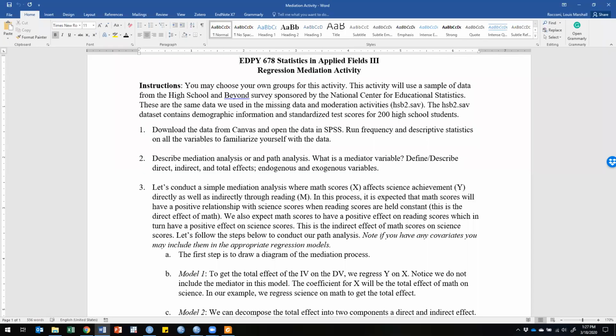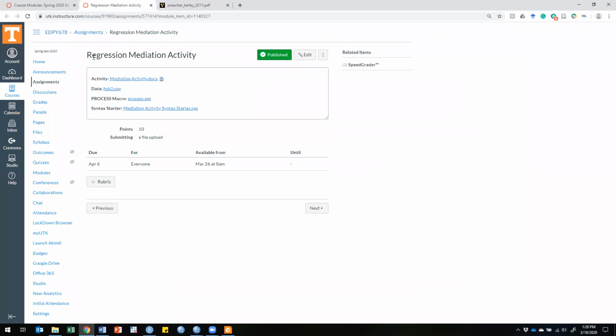So in this video, I'm going to walk through part of our regression mediation activity with you. In this activity, we're going to use the same data set that we were using in the moderation activity and in the missing data activity. These are the data from the High School and Beyond survey. There's this hsv2.sav file that's available on Canvas, and you can find it in the moderation activity. You can download the data set right here.